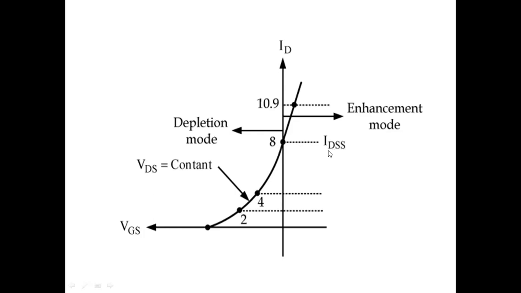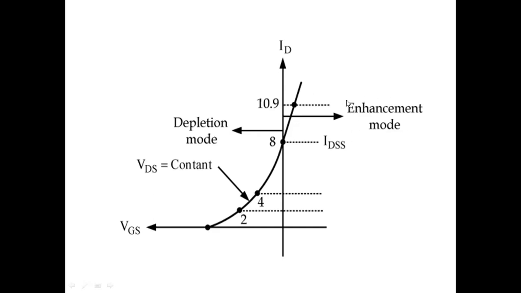IDSS means the drain current when gate and source are shorted. Gate and source shorted means application of zero voltage, that means VGS is 0. When VGS is 0, ID reaches its maximum value. After VGS is 0, this MOSFET enters into the enhancement mode.